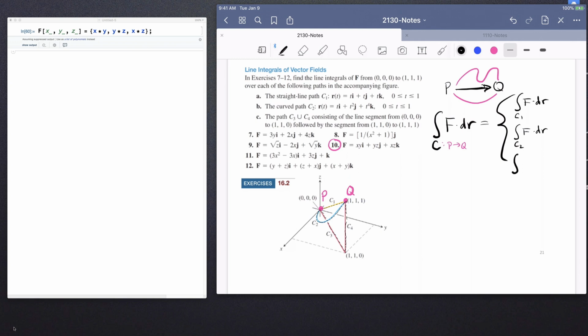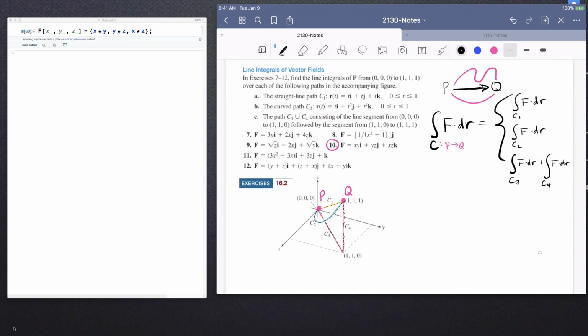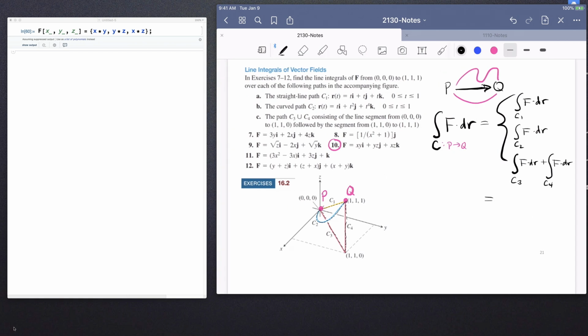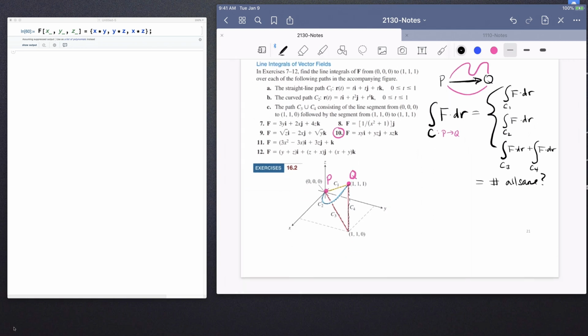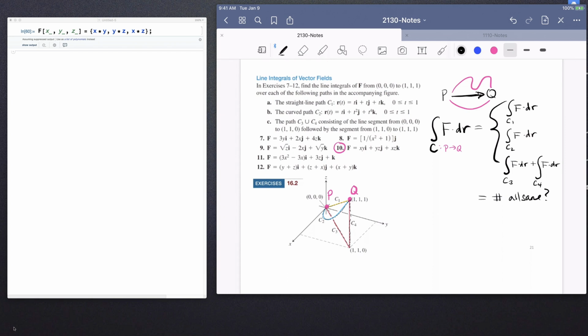So the integral along the curve splits up into the line integral along the path C1, and then you add the line integral along the path C4. And the question is, what happens to these values? Are they all the same? Is the line integral the same value along all of those different paths from P to Q? We will see what happens in this particular example.